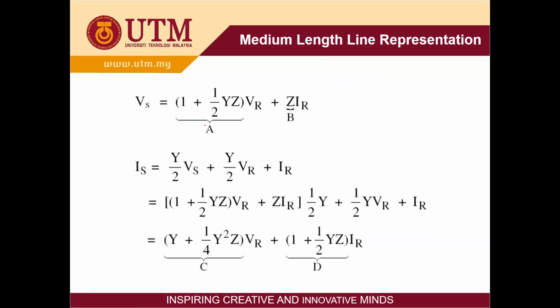So you will obtain these equations, which is A is equal to 1 plus 1 over 2 yz, while the B parameter is z. And the second equation is actually on the IS. So your IS is equal to y over 2 Vs plus y over 2 Vr plus IR. This can be simply done from the KCL of the circuit.